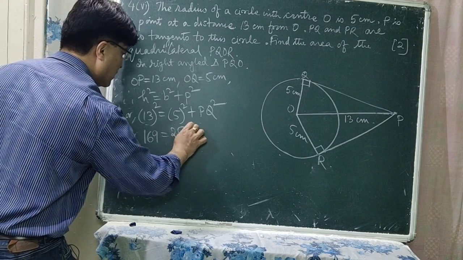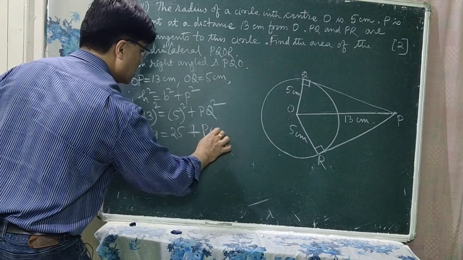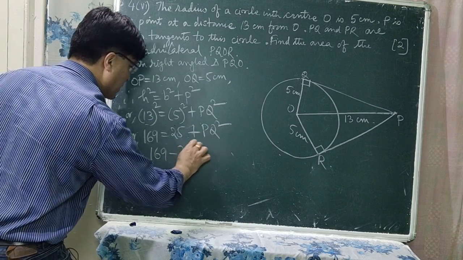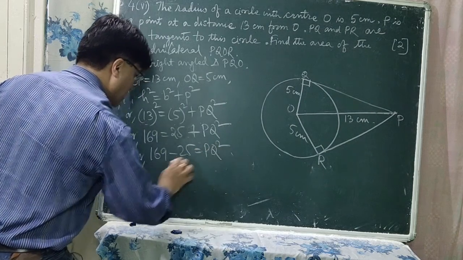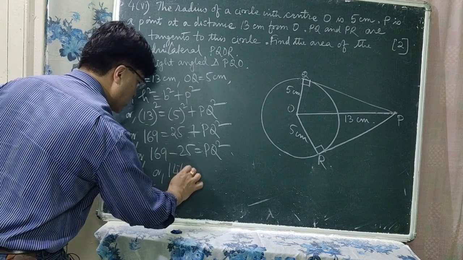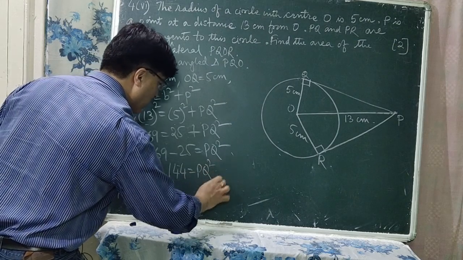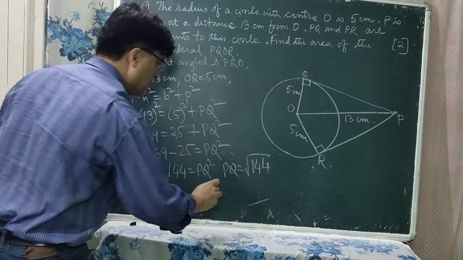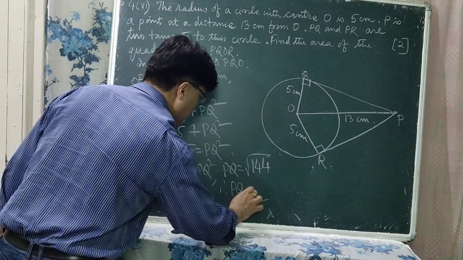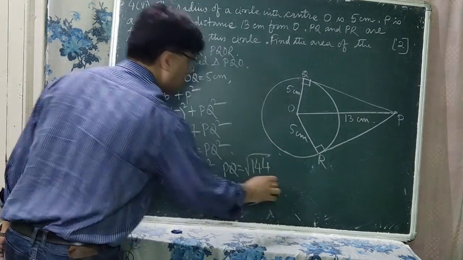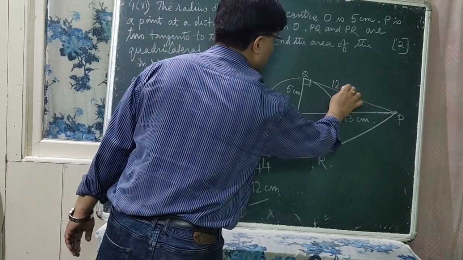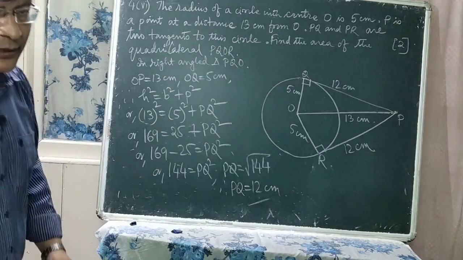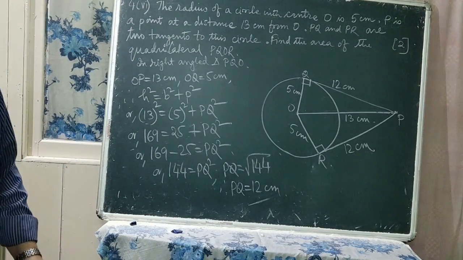169 is equal to 25 plus PQ square, or 169 minus 25 is equal to PQ square, or you can write 144 is equal to PQ square. What is the value for PQ? That is square root of 144. That is, PQ is equal to 12 centimeter. So here you should write PQ is 12 centimeter. This is also 12 centimeter because these two tangents are of equal length. Okay.